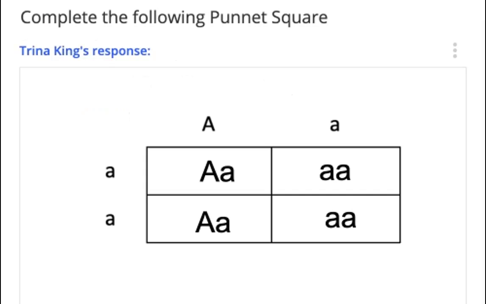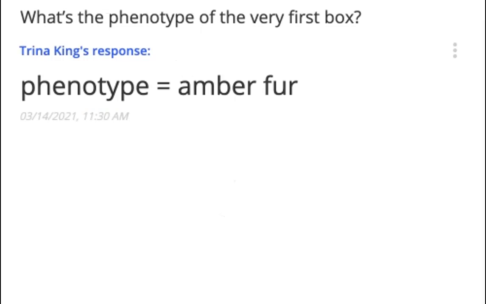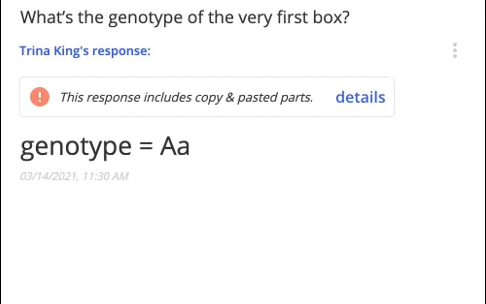The phenotype here is amber fur. The genotype is big A, little a. Remember, genotype are the genes. Phenotype is the trait, what you see. So number 11 is amber fur. Number 12 is big A, little a.